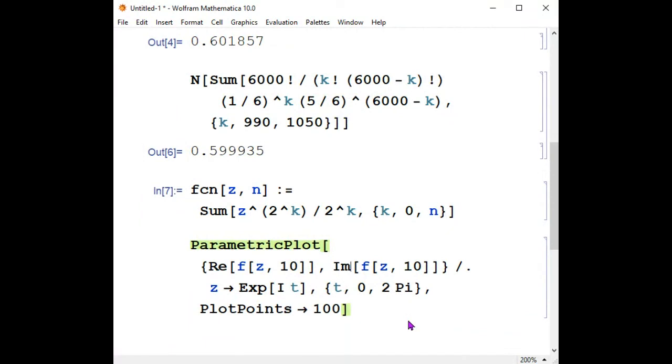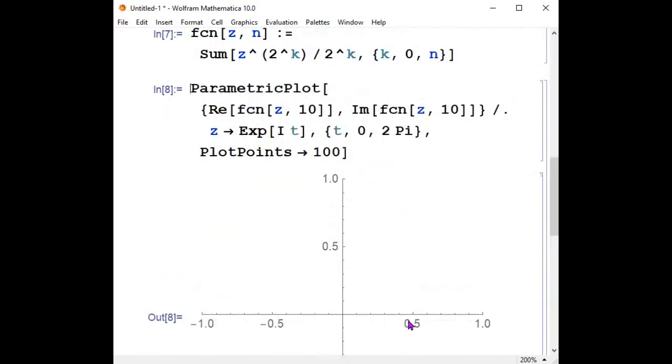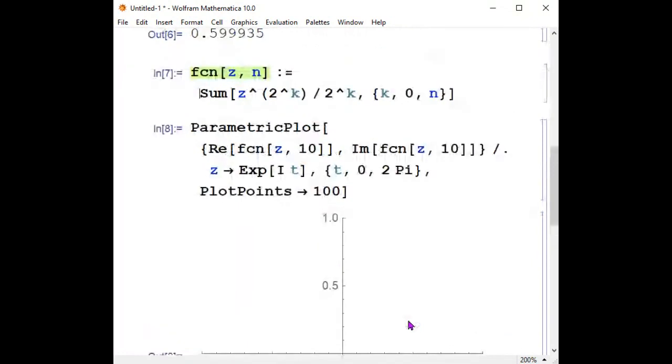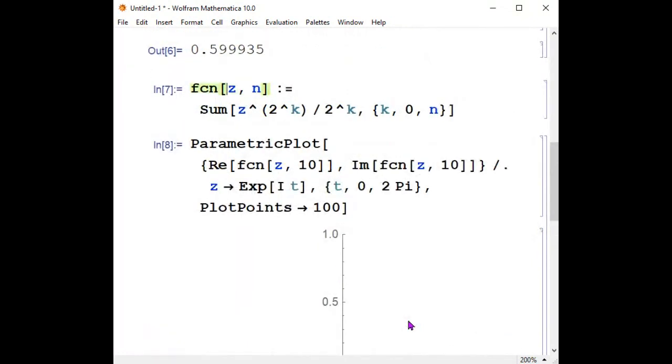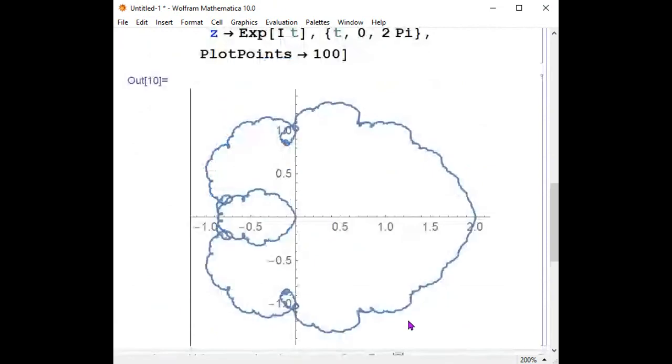All right, so let's see. Ooh, it needs to be FCN. Oh, it didn't work. All right, real part of f of, oh, it's because I did this. And there we go. We get this very interesting fractal form.